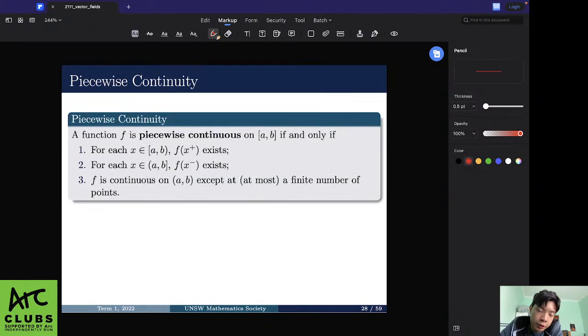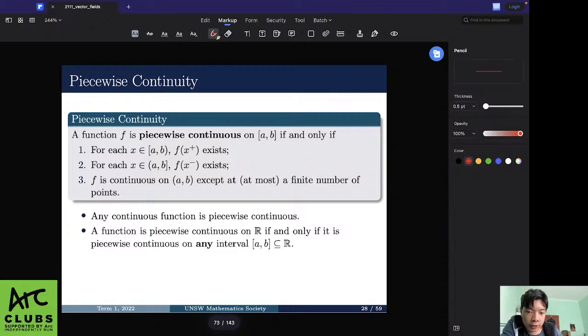So now we're going to go into notions of piecewise continuity. And what piecewise continuity says is that on a piecewise continuous function, every point has to have a left-hand limit and a right-hand limit, and it must be discontinuous at a finite amount of points. So, what does this mean?